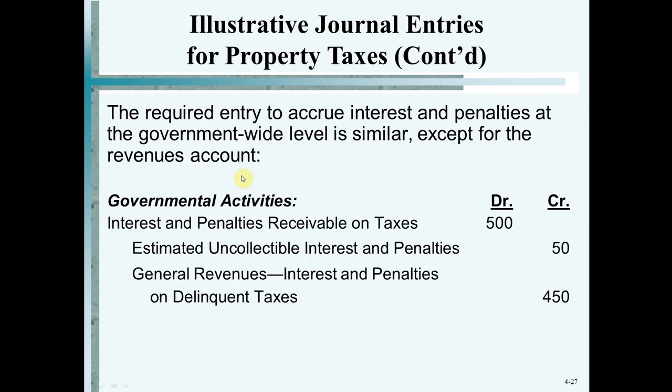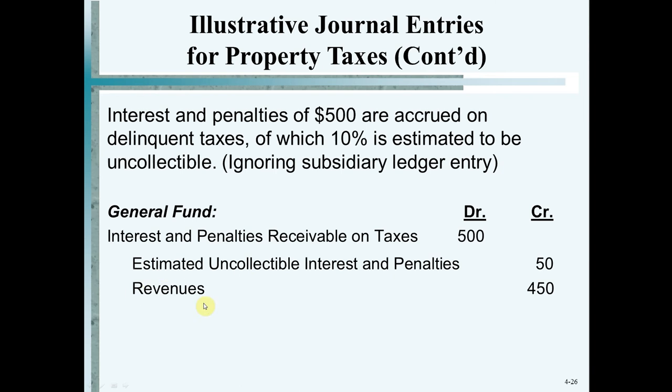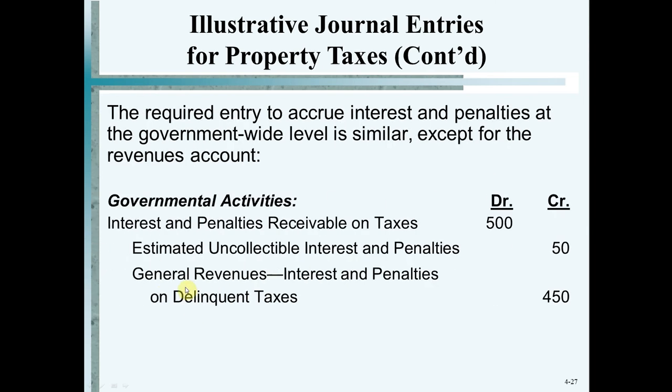The required entry to accrue interest and penalties at the government-wide level is similar, except for the revenues account. So interest and penalties receivable on taxes, $500. Estimated uncollectible interest and penalties, credit for 50. And general revenues, interest and penalties on delinquent taxes, 450. So you can see that revenues is what really changed.